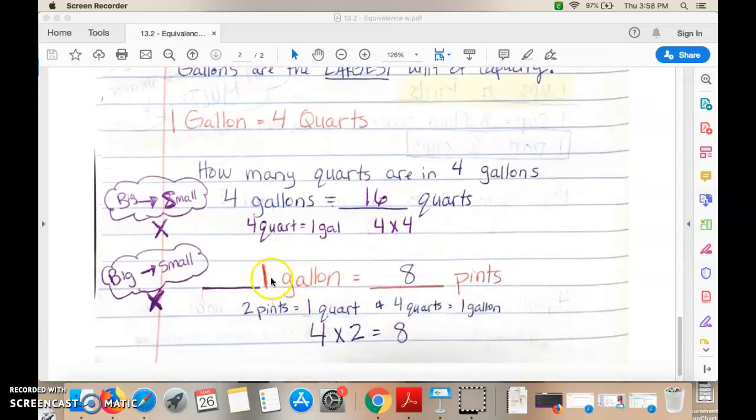Okay, what if I have 1 gallon and I want to know how many pints? Again, I'm going from a larger unit of measurement, gallon, to the smaller, because a gallon is bigger than a pint, so I need to multiply them. Okay, so 2 pints equals 1 quart, and 4 quarts equals 1 gallon. So I'm taking the 2 pints times the 4 quarts, and I would get 8 pints. 8 pints would equal 1 gallon.